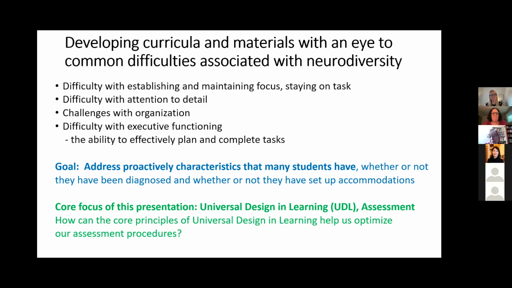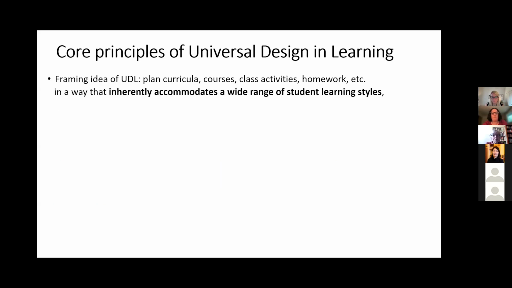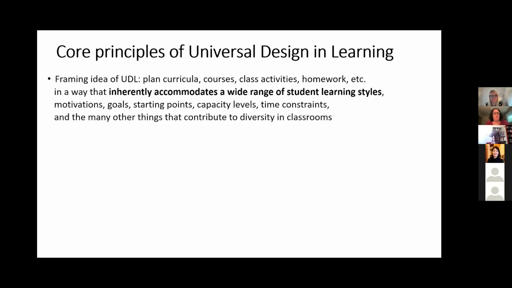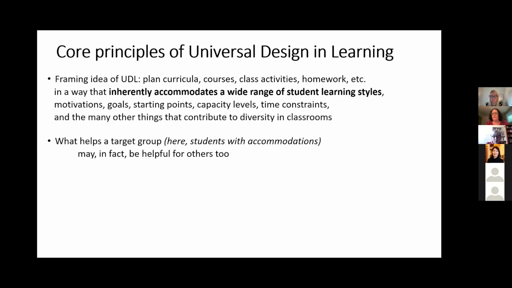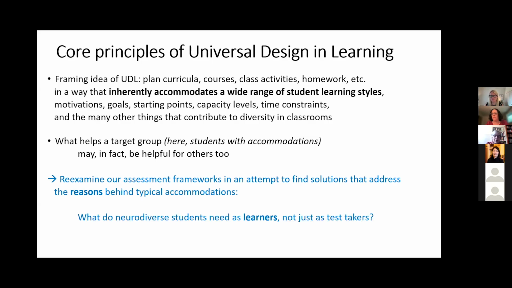How can the core principles of universal design for learning help us optimize our assessment procedures for students with disabilities, but also for students in general, supporting their growth as students in general? The framing idea of UDL is to plan curricula, class activities, homework, etc., in a way that inherently accommodates a wide range of student learning styles, motivations, goals, starting points, capacity levels, time constraints, and the many, many other types of diversity that we have in our classrooms. What helps a target group may, in fact, be helpful for others too. So we examine our assessment frameworks and attempt to find solutions that address the reasons behind typical accommodations. What do diverse students need as learners, not only as test takers, and also what can potentially benefit all of our students?